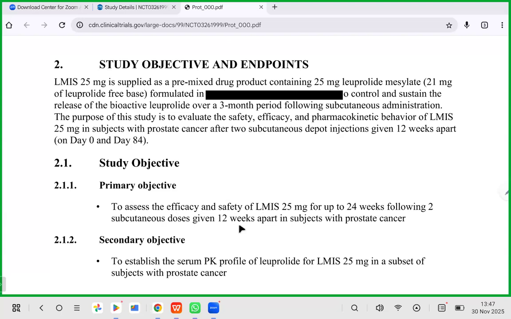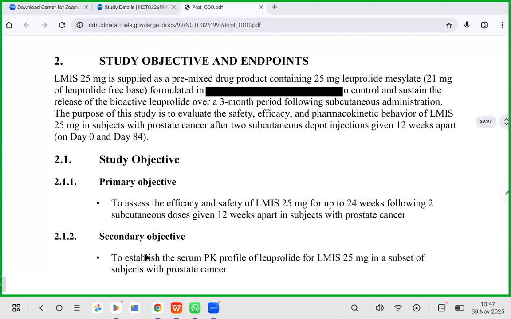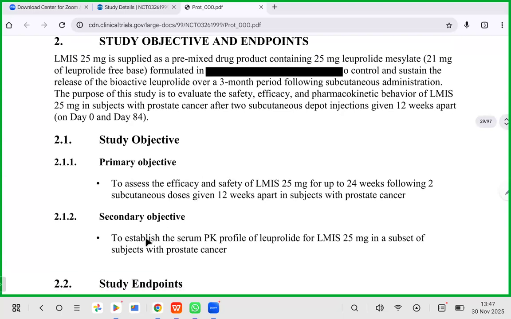Okay, for secondary objective also, the programmers will read the data. The secondary objective is about the pharmacokinetics of the drug. So the primary objective of the trial is to assess the efficacy and safety of the 25 mg drug, and the secondary objective is about the pharmacokinetics. So the programmers will develop the tables, or they will do the analysis, for efficacy, safety, and pharmacokinetics.